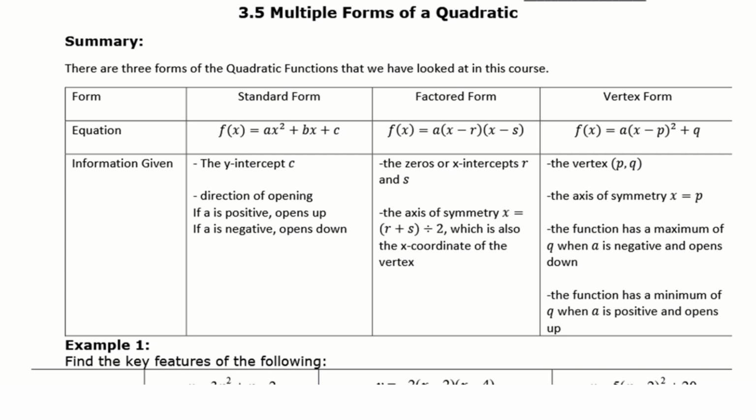In this lesson, we are going to put all quadratic forms and key points together to make a summary of what you have learned in quadratic functions. So there are three forms: standard form, factored form, and vertex form. Each form will give you some information directly. So for standard form, you will see the y-intercept, you sub in 0, it will give you the c.